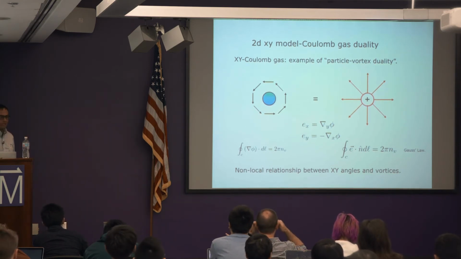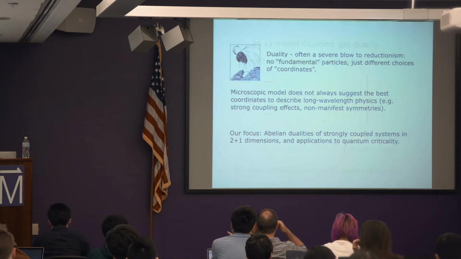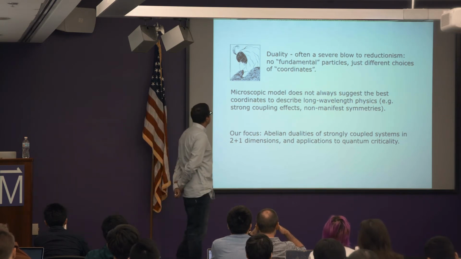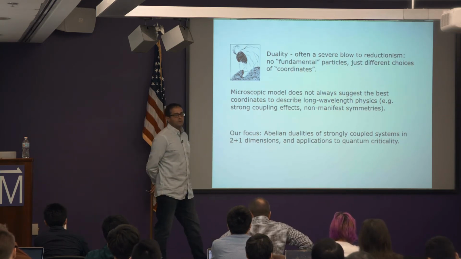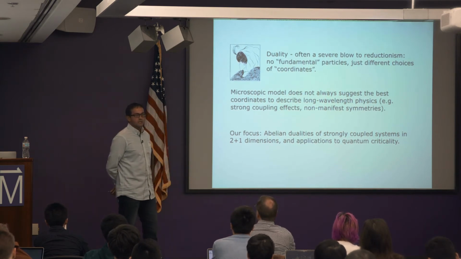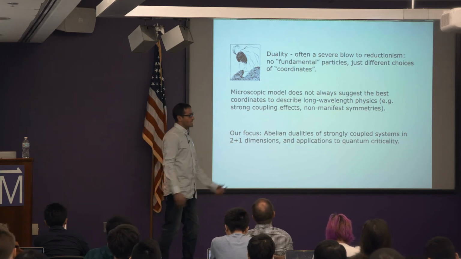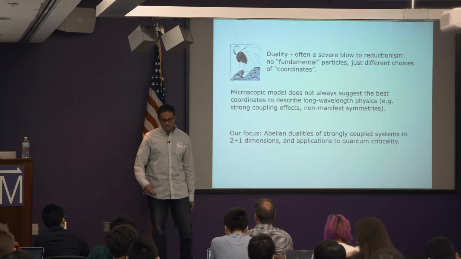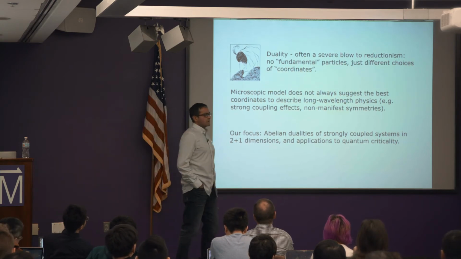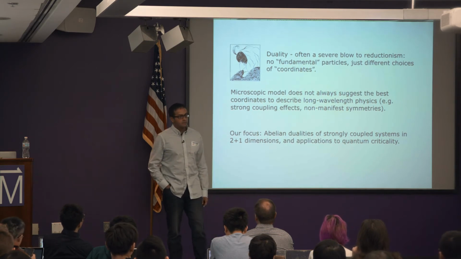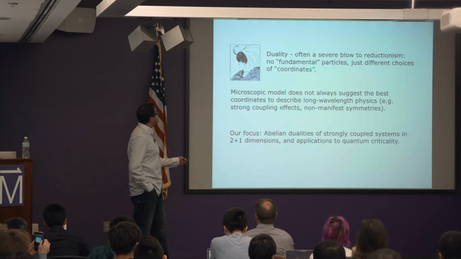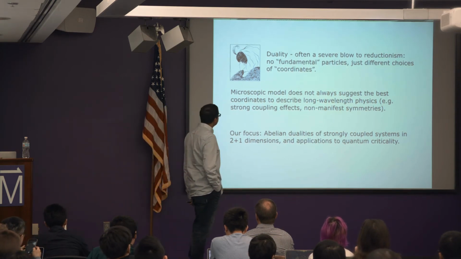So these types of non-local transformations from one way of thinking to another are what I mean by duality. And from a philosophical point of view, it's a severe blow to this ancient Greek idea of reductionism. The Greeks believed that you take something, you break it up into small enough parts, you understand the parts, then you understand the thing. But here, depending on who you are, you might like the XY model, but you might also like the vortices. They're equally fundamental to you. The relationship between them is just a change in coordinates.